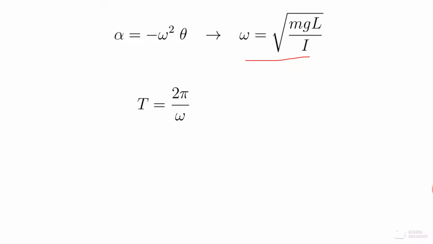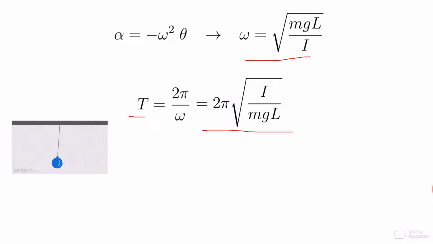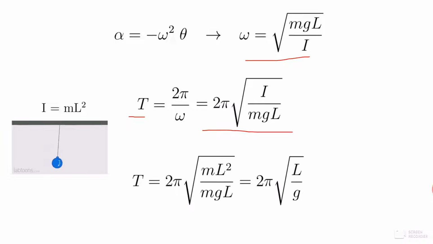So with the right rearranging, we can get the formula that the period is equal to 2 pi times the square root of the inertia divided by mass times g times the length. Now, in a simple pendulum, we know the inertia is equal to mass times the length squared. So if we replace this in the formula, we get that the period is equal to 2 pi times the square root of length divided by g, which is the formula I showed you earlier. Remember, this is with the assumption that theta is small enough.